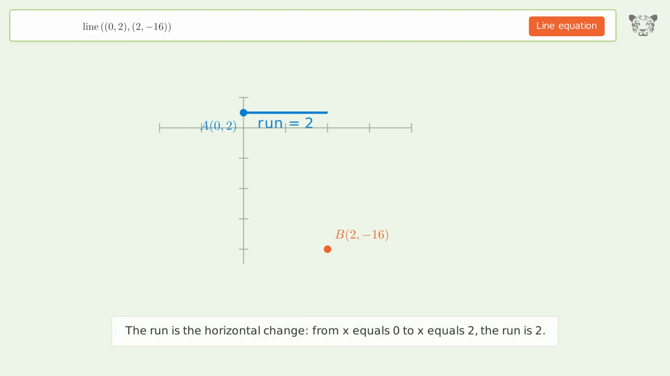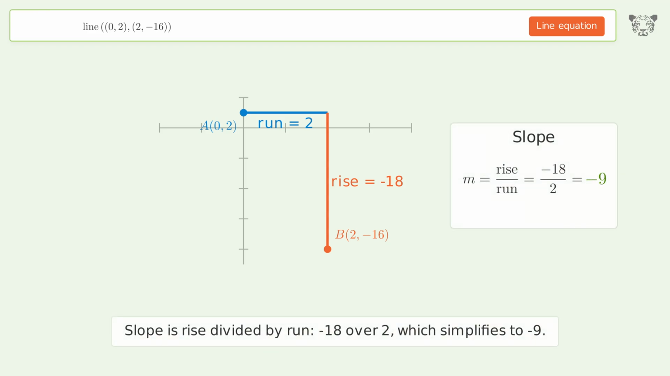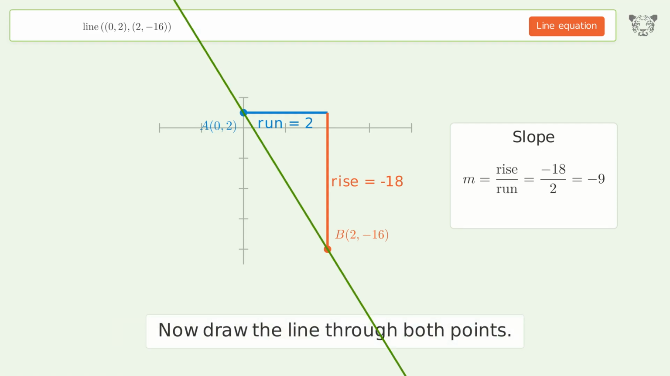The run is the horizontal change, from x equals 0 to x equals 2, the run is 2. The rise is the vertical change, from y equals 2 to y equals -16, the rise is -18. Slope is rise divided by run, -18/2, which simplifies to -9. Now draw the line through both points.